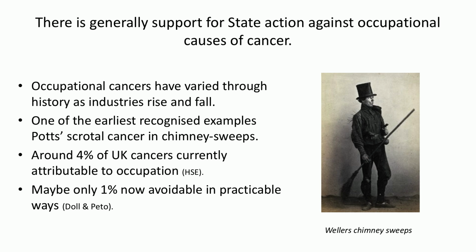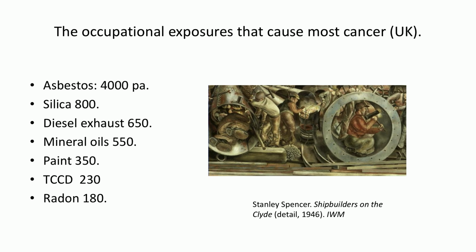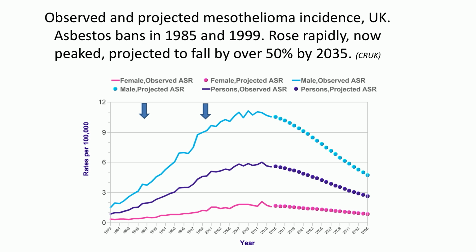Much lower rates now. Around 4% of UK cancers are currently attributable to occupation, and probably only about 1% avoidable in practice. And the most important of these was exposure to asbestos, which probably kills around 4,000 people a year. Almost all of these people would otherwise not have died of what they die of, which is a form of lung cancer, or a variety of forms of lung cancer, but particularly something called mesothelioma.